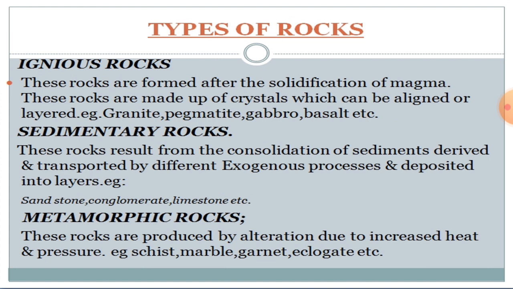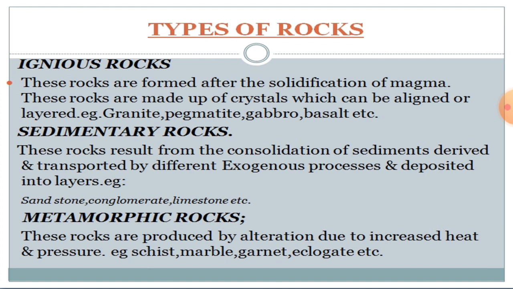The third group of rocks is metamorphic rocks. These rocks are produced by the alteration or recrystallization of existing rocks due to increased pressure and heat. For example, schist, marble, garnet, gneiss, etc.